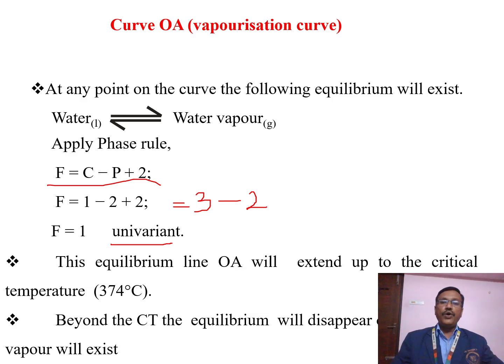This equilibrium line OA will extend up to the critical temperature 374 degrees Celsius. Beyond that point, the equilibrium will disappear.